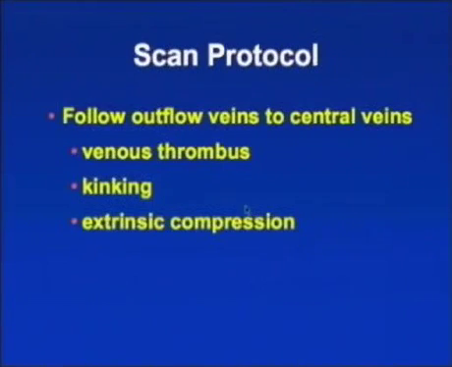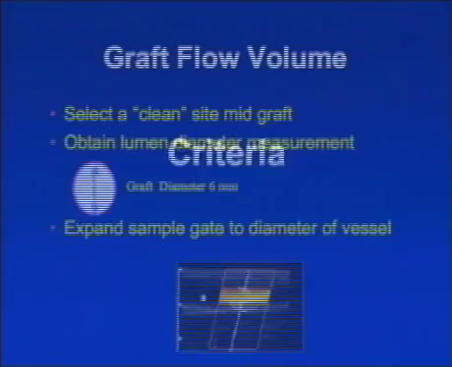Additionally, we follow the outflow veins to the central veins because venous thrombosis can occur in these veins, and intimal hyperplasia distal to the anastomotic sites. We also look for any kinking in the graft or extrinsic external compression that can be caused by pseudoaneurysm or some type of a mass associated with the fistula or the graft.